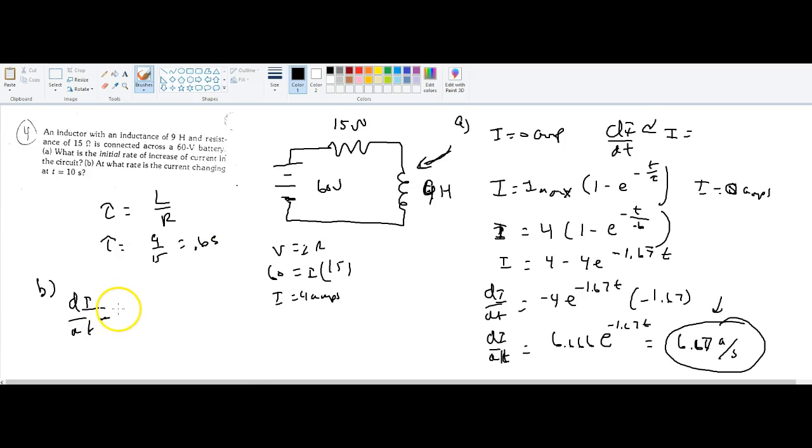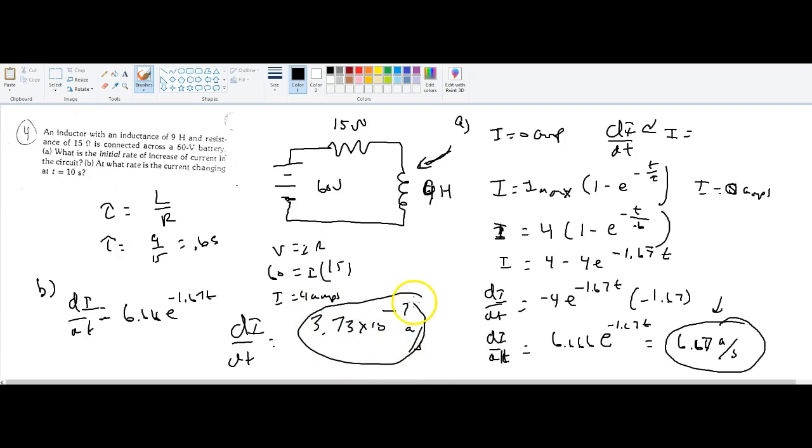By the way, that increase is going to decrease because it's never going to get past 4 amps. What is it at 10 seconds? It should be really, really small. Let's check it out. We use the same formula I just developed over here, 6.67 e to the negative 1.67t. So I'm going to put in 10 up there. I get negative 1.67 times 10, and I e to that. I get 5.588 times 10 to the negative 8th, times 6.6667, boom. And I get my dI/dt is ridiculously small, and that is 3.73 times 10 to the negative 7 amps per second.